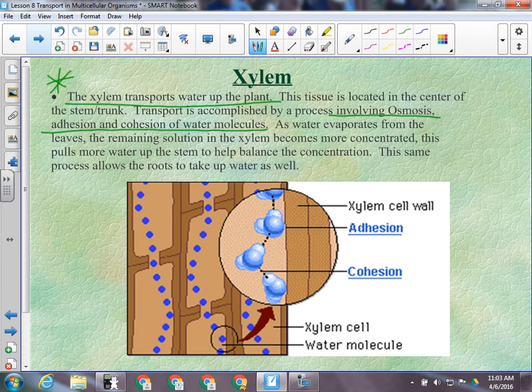All right, so in cooperation, those three processes move water to the top of the tree. Water evaporates from the top of the tree. The remaining solution in the xylem becomes more concentrated, more salty, and water is pulled up from the roots to balance that concentration. On its way up, it hydrogen bonds to itself in cohesion, and hydrogen bonds to the inside of the xylem in adhesion. The water moves its way slowly up the xylem tubes. Questions on that?